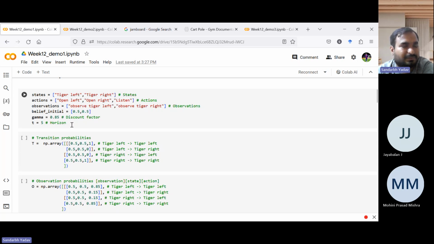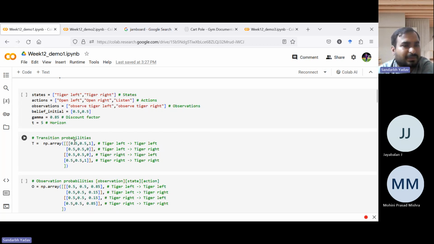And time horizon. Either way, the agent can choose to simply do listen, listen, listen, listen, listen. So you need to terminate it apart from the usual termination by opening the door. So we will have this horizon as 5. If within 5 steps you don't open the door, the episode will terminate.